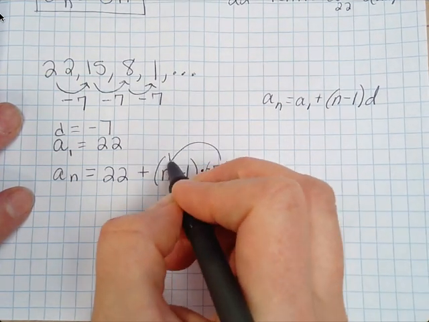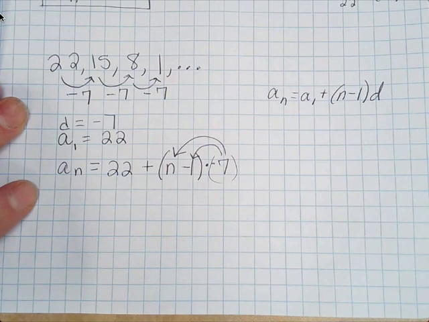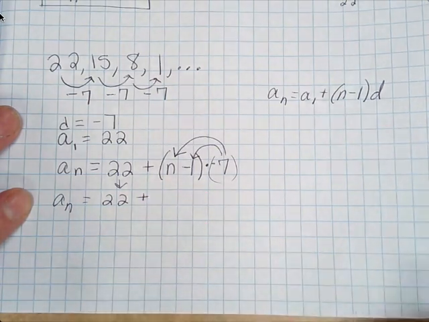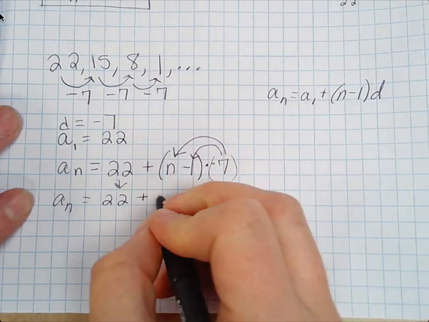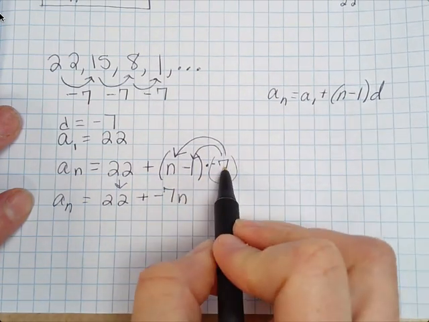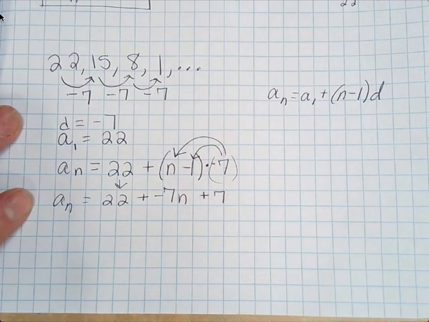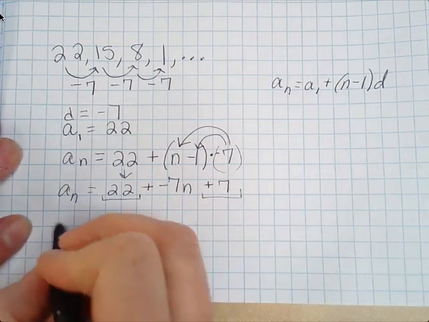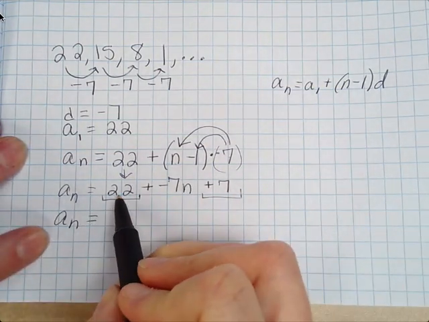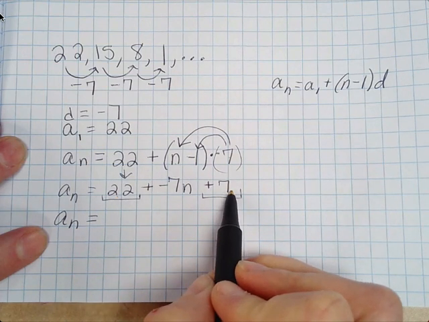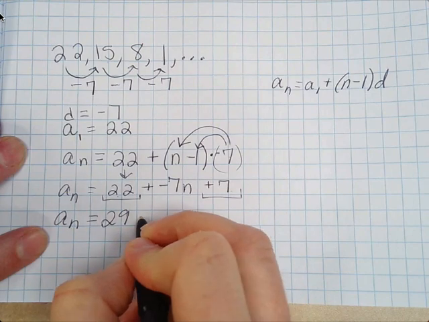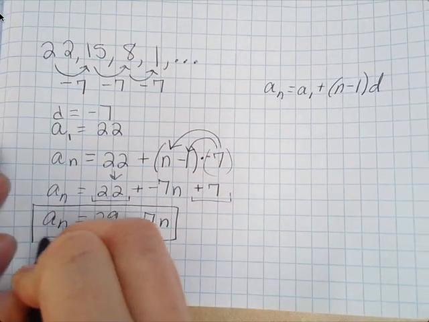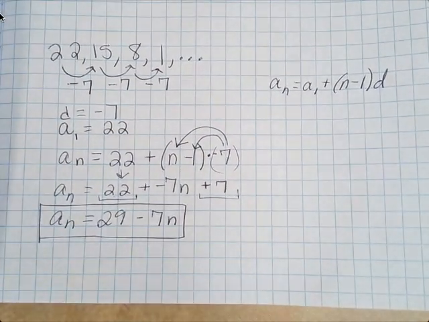Then we need to distribute the negative 7 inside the parentheses. Carry down the 22. So an equals 22 plus negative 7 times n, negative 7n. Negative 7 times a negative 1 is plus 7. And then combine your like terms. So we get an equals, we can combine the 22 and the 7. 22 plus 7? 29 minus 7n. And that's just your answer. That is your formula for the sequence, yeah.